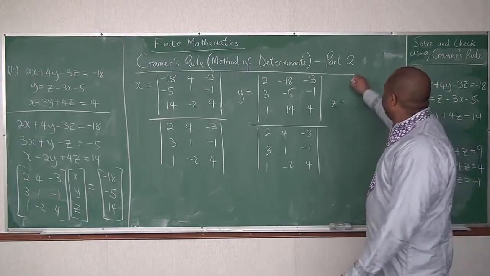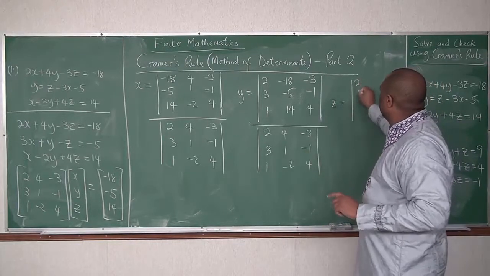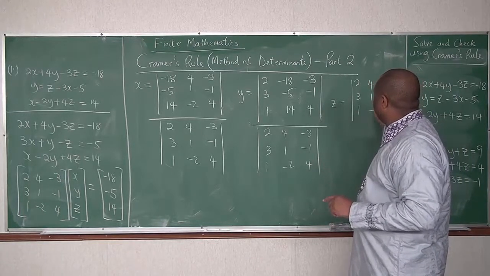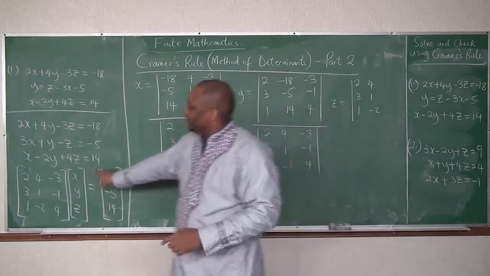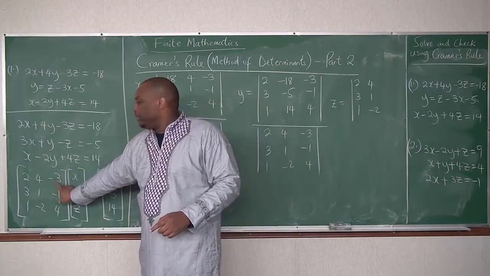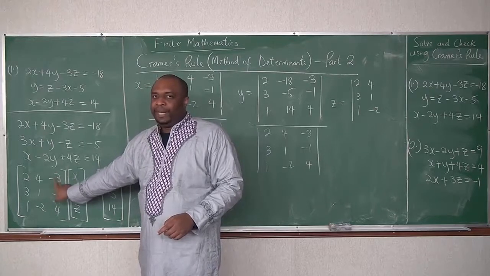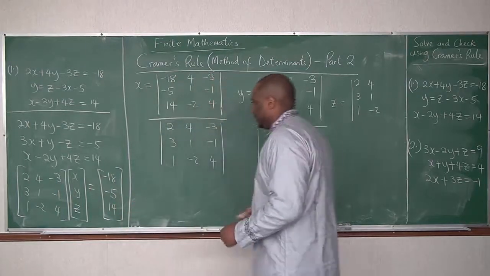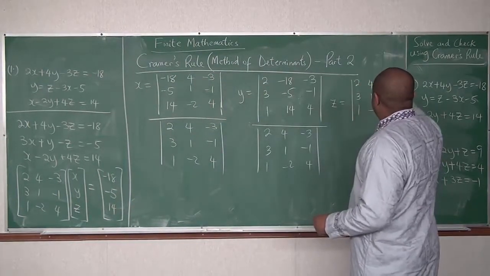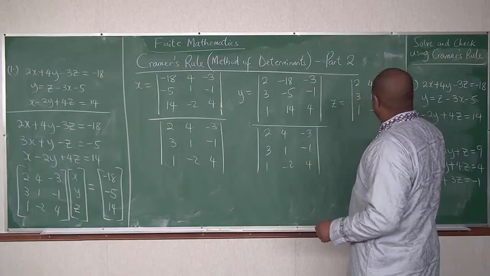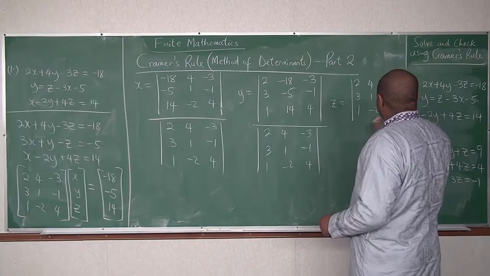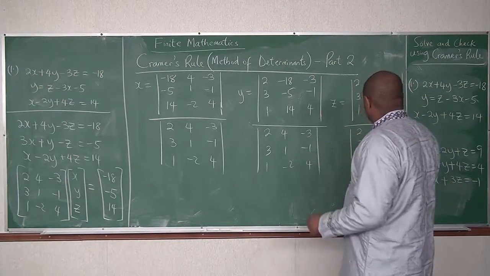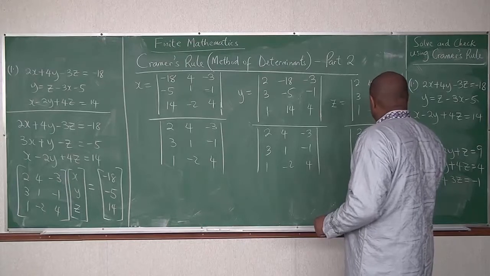What will it be? This will be a determinant. You write the x column, 2, 3, 1, 4, 1, -2. Then you replace the column of the coefficients of z with the column of the constants. So this will be -18, -5, 14, all over 2, 3, 1, 4, 1, -2, -3, -1, 4.